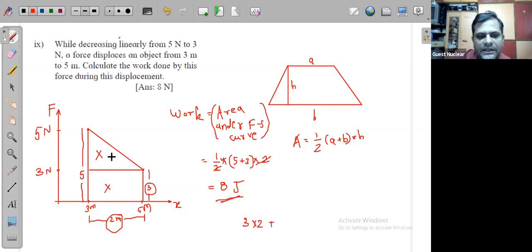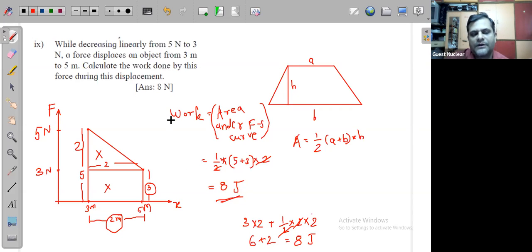To find the area of the triangle, its base is again 2, no doubt, and its height is 5 minus 3, which is 2, no doubt. And therefore its area will be half of base which is 2 into the height which is 2 again, and hence the 2 gets cancelled and we'll be left with 6 plus 2, which is 8 once again in joule.